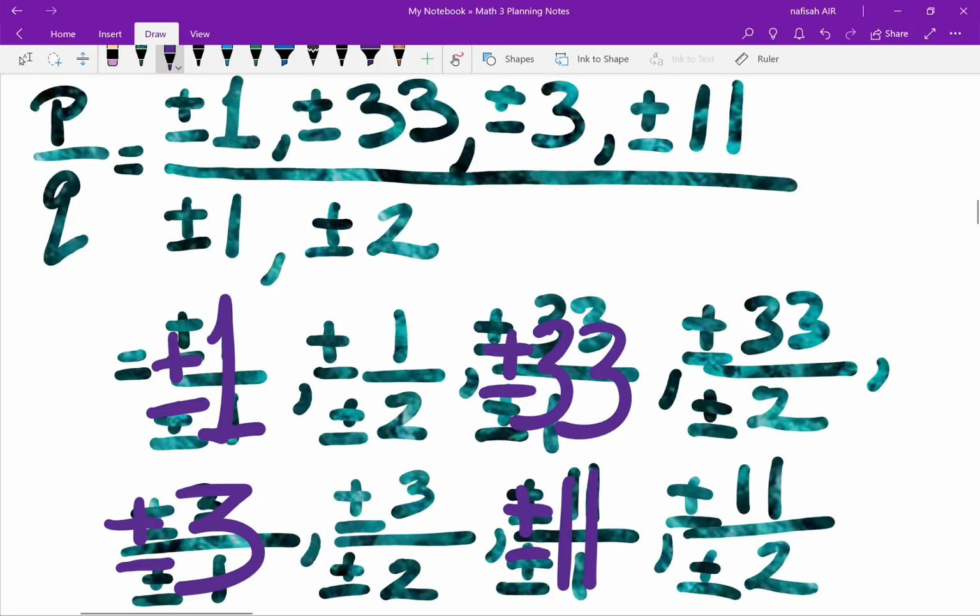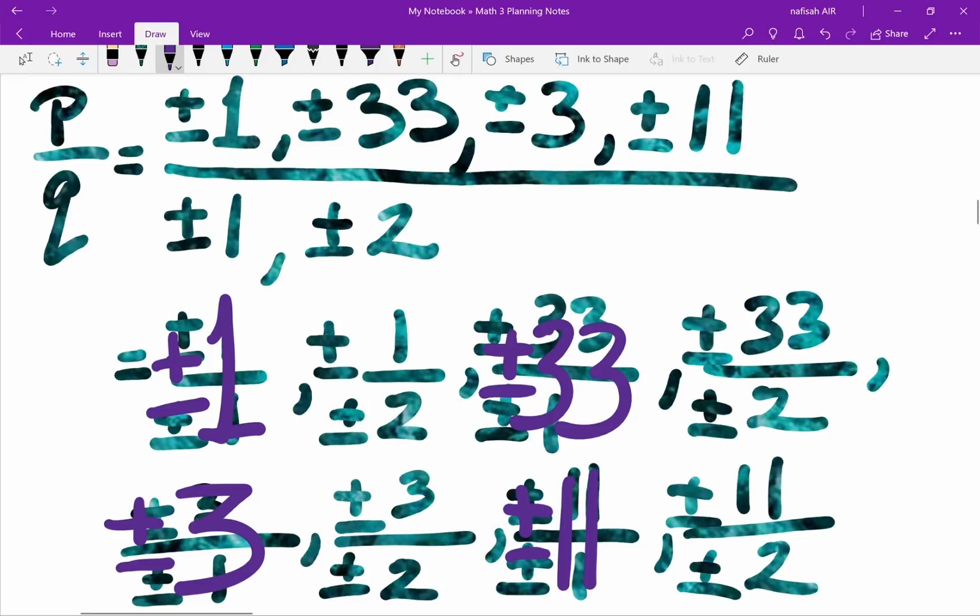If anyone ever asks me what are the possible rational roots of that polynomial that we started with, it would be plus or minus 1, plus or minus 1/2, plus or minus 33, plus or minus 33 divided by 2, plus or minus 3, plus or minus 3/2, plus or minus 11, and plus or minus 11 over 2. Those are all of the possible rational roots. Those are all of the possible rational x-intercepts, zeros, or solutions.